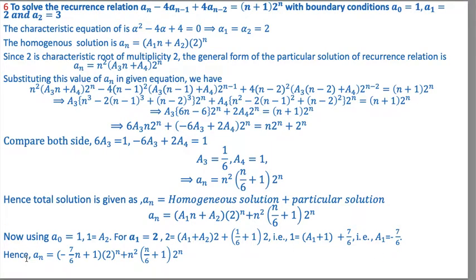So the final solution will be, general solution of recurrence relation will be minus 7 by 6 n plus 1 into 2 raised to power n plus n square into n by 6 plus 1 into 2 raised to power n.